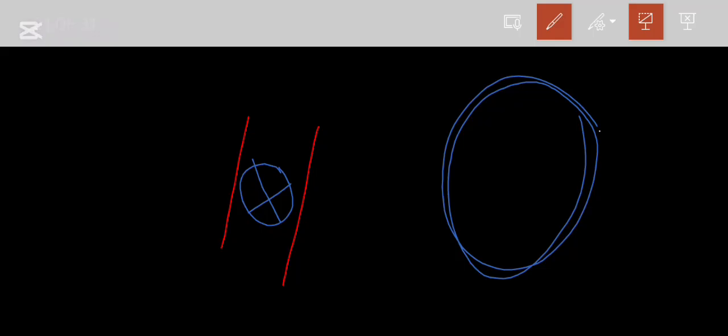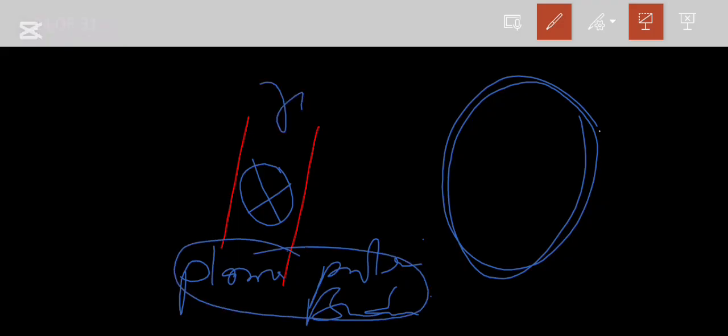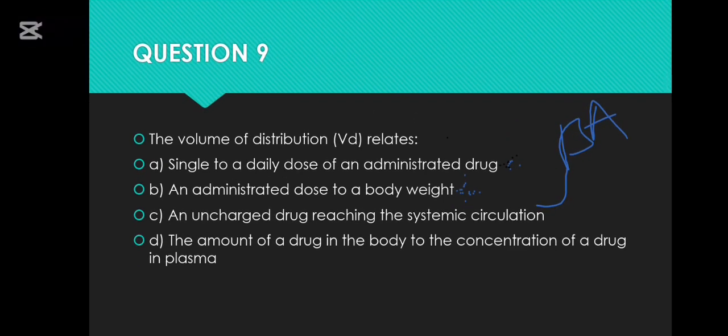So if we have a lot of drug in the plasma due to plasma protein binding, remember I told you about protein binding. If this drug has an ability to bind to a lot of plasma proteins, then 70% is going to be in the plasma, then 30% is going to be in the tissue. You see the effect on volume of distribution? I know you get it. So now let's finish reading, saying the amount of drug in the body to the concentration of a drug in the plasma. That is what we are looking for. This is what relates to the volume of distribution.